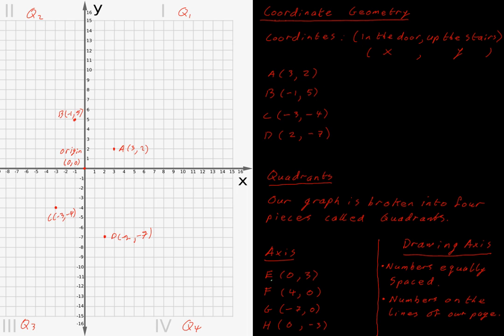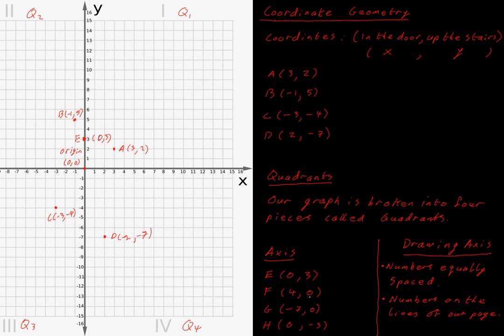If I want to know where the point E is, point E is at X is 0, Y is 3. So we go to the origin, we go in the door 0. Well, that means we're not going to go anywhere side to side because we're not going in the door anything. We're going in the door 0. And then up the stairs 3. So that's my point E, and it's at 0, 3.